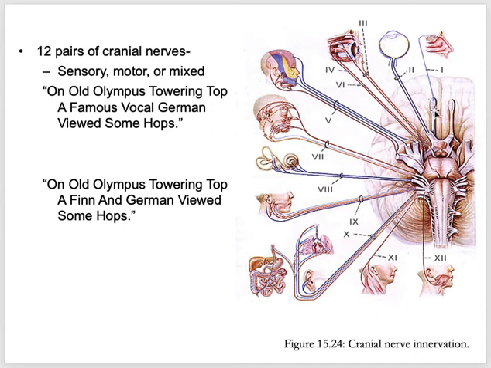The first two are attached to the cerebral cortex. The next two arise from the midbrain. Then the other ones arise from the pons, and then the last four arise from the medulla. These are the mnemonics. On Old Olympus' Towering Top, A Famous Vocal German Viewed Some Hops. Very hard to remember. There is an easy one, by the way, but that is a bad mnemonic, of course. I don't want to say it here because I don't know who else will see this video. So of course you can Google that and find many bad ones if you want.